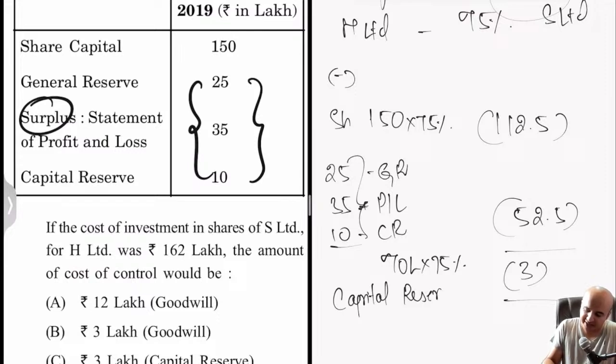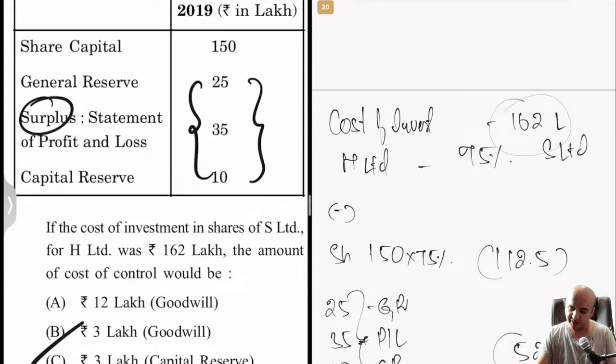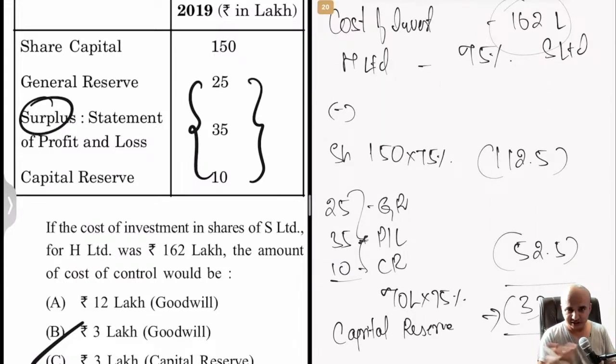So in this case, we are getting a benefit of 3 lakhs, just 3 lakhs, but still it's a benefit. But what type of benefit? Capital reserve. So which is the right answer here? Option C. Fairly straightforward problem, I would say. There is nothing much to do here. All that we did was just look at the capital investment and the capital benefits. The difference was capital reserve.